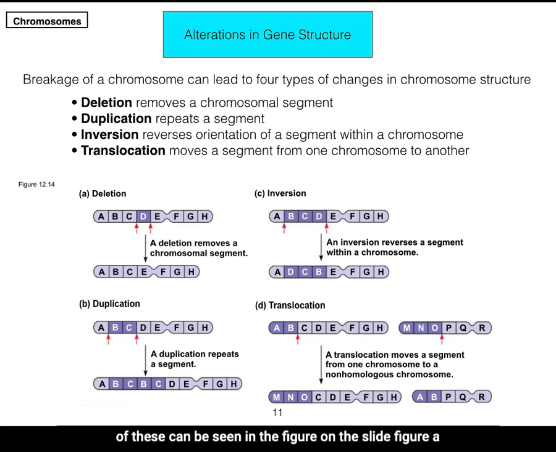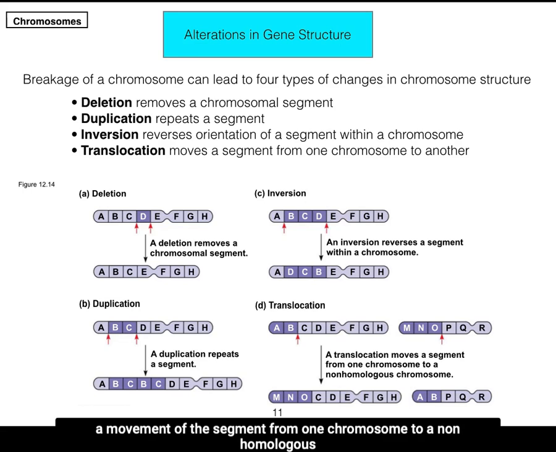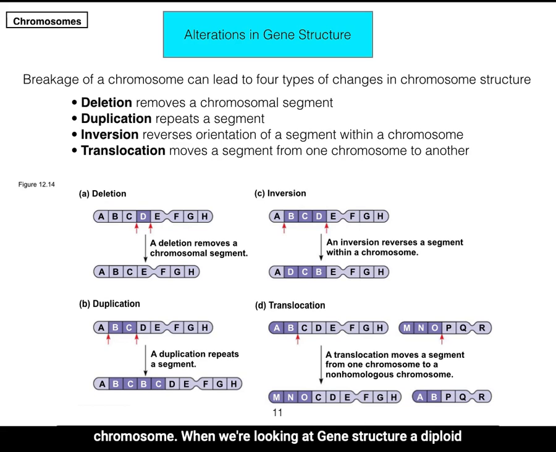Examples of each of these can be seen in the figure on the slide. Figure A shows the deletion, which is the removal of a chromosomal segment. Figure B shows the duplication, where there's a repeat of a segment. C shows an inversion, which reverses the segment within the chromosome. And D shows a translocation, a movement of the segment from one chromosome to a non-homologous chromosome.